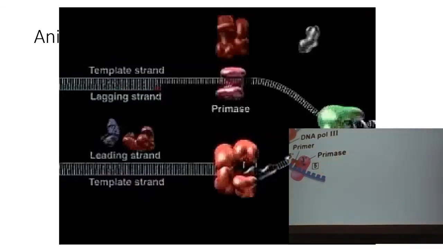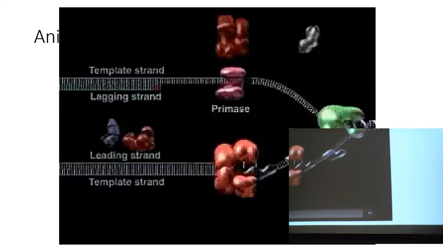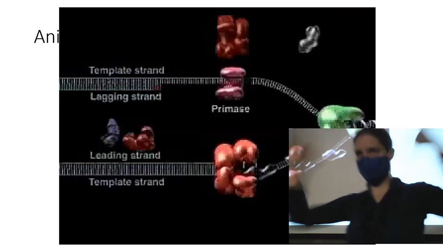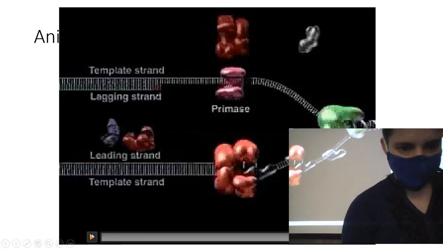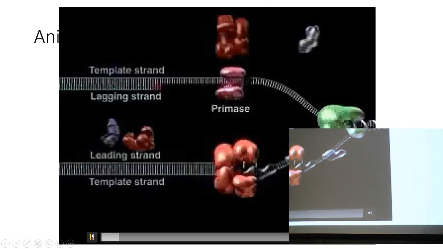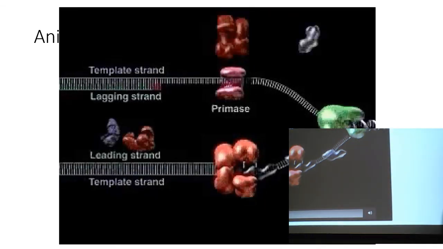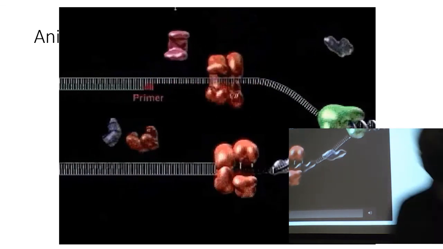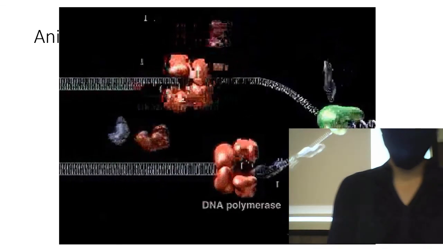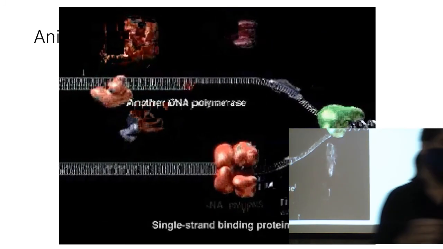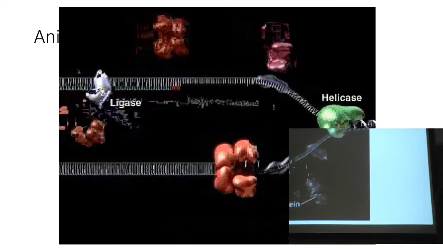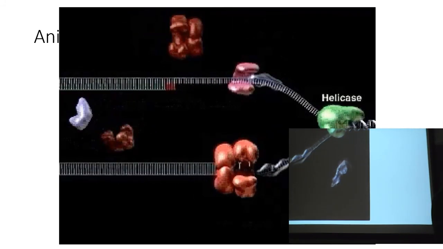One more video to watch. This is trying to show you the whole thing at the same time. Here you can see the simultaneous formation of the leading and lagging strands. A DNA polymerase assembles a continuous leading strand, while primase, other DNA polymerases, and ligase all work together to make the lagging strand. The enzyme helicase continues to untwist the double helix, exposing more template strand DNA for replication.